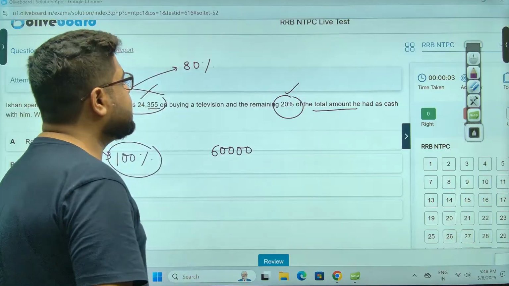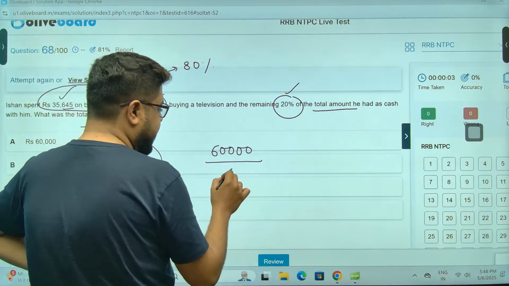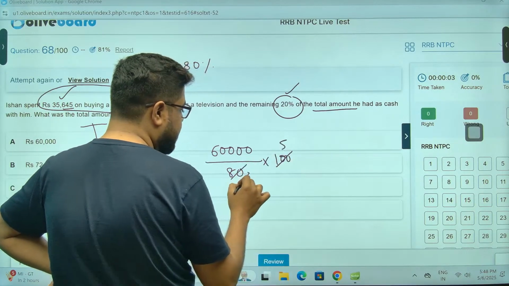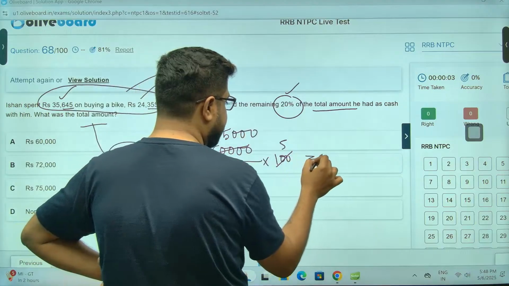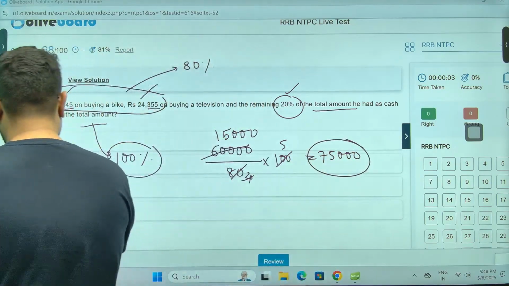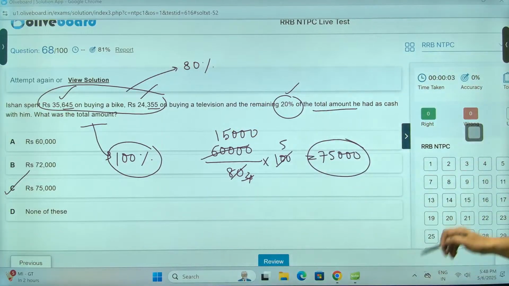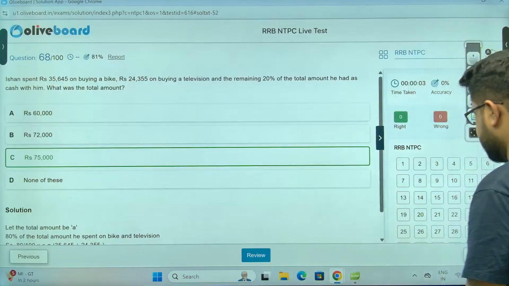Right? Sir, this is 80%. So that means 1% is divided by 80, and 100% is multiplied by 100. So 25 is 24. 4 15s are 60, sir. 15,000 into 5, sir, 75,000. Option C is the answer. Sashi, Reena, all of you guys are 100% correct. Simple, simple questions.